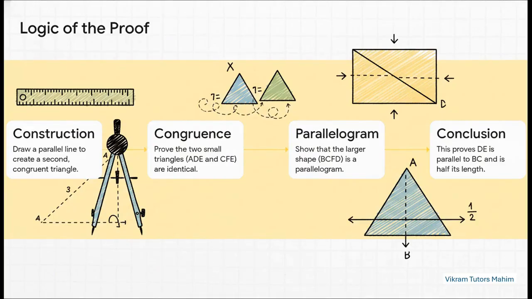So, how do we know this is true? I mean, really know it. The proof is actually super clever. Instead of just measuring, it uses pure logic. You start by constructing a second, identical triangle right next to the first one. By proving those two little triangles are congruent, you can then prove that the larger shape they form, BCFD, is a parallelogram. And once you know it's a parallelogram, the properties of a parallelogram are what give us our two rules. The lines have to be parallel, and one is half the length of the other. It's just this beautiful, airtight chain of logic.